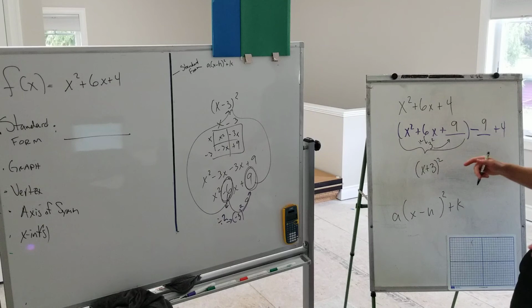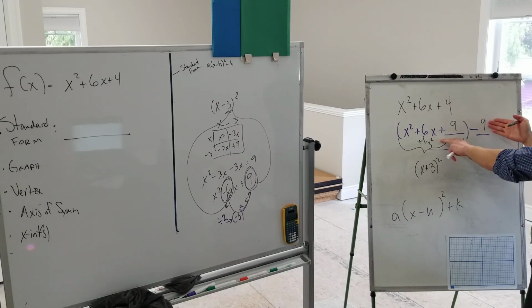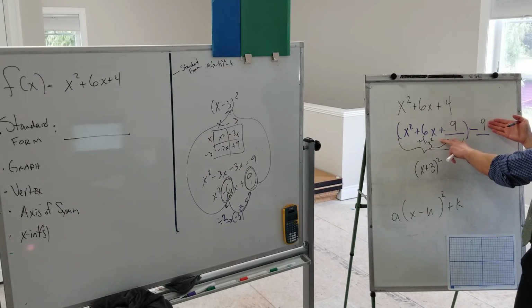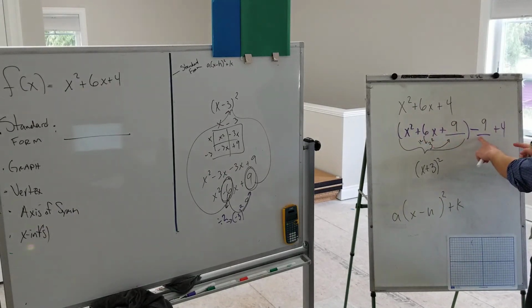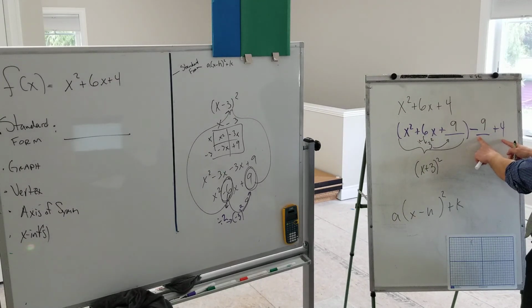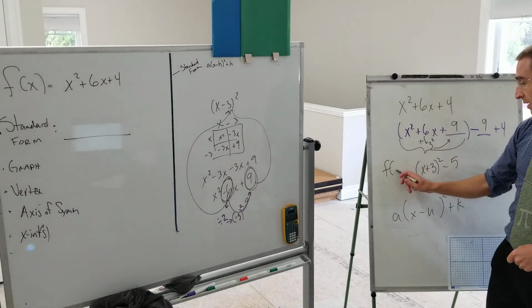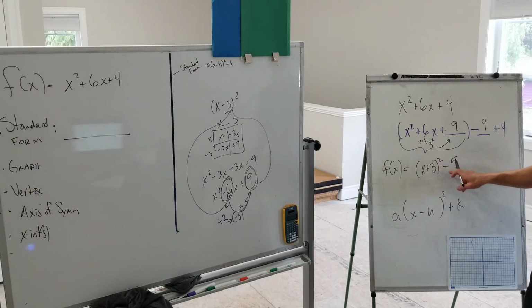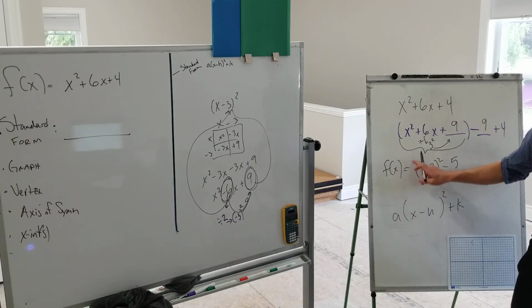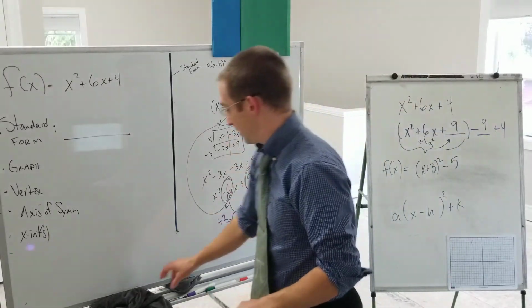Because it's algebra. And then here, we had the plus 9, so we had to subtract 9, so we don't change the value. We're not making it bigger or smaller. We're really just adding 0. And then I've got a negative 9 and a positive 4. That's going to give me minus 5. So I can say f of x equals x plus 3 quantity squared minus 5. Here our a value is 1, but we don't need to write it. Cool. I'm going to erase this stuff.